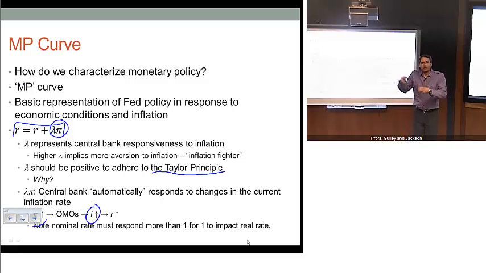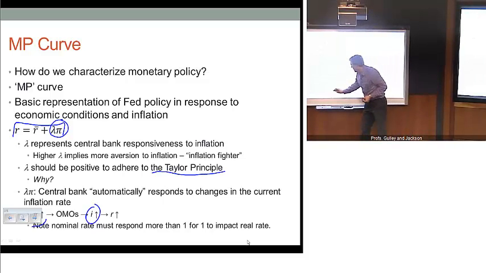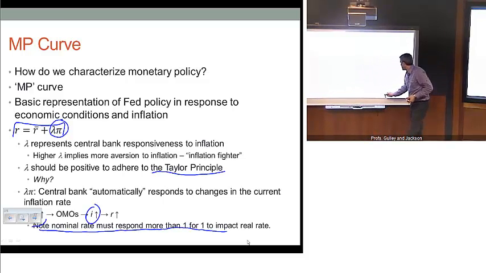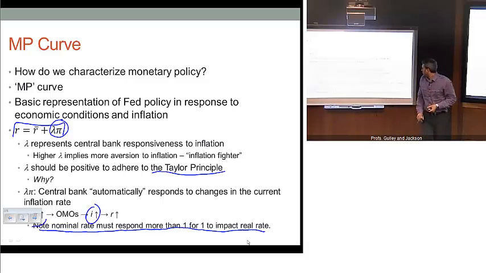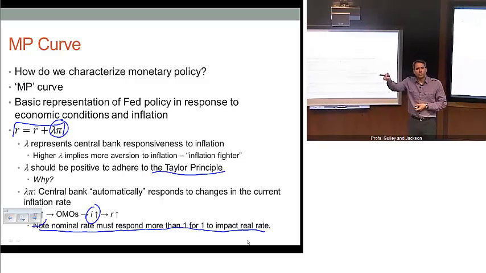And through that increase in nominal interest rates, the Fed is going to impact the real interest rate. The kicker here is that the nominal interest rate has to respond more than 1-for-1 to impact the real interest rate, right? Again, this gets back to the Taylor principle: if inflation goes up 1 percentage point, monetary policy has to operate in such a way as to raise the nominal interest rate by more than 1 percentage point so that the real interest rate rises.